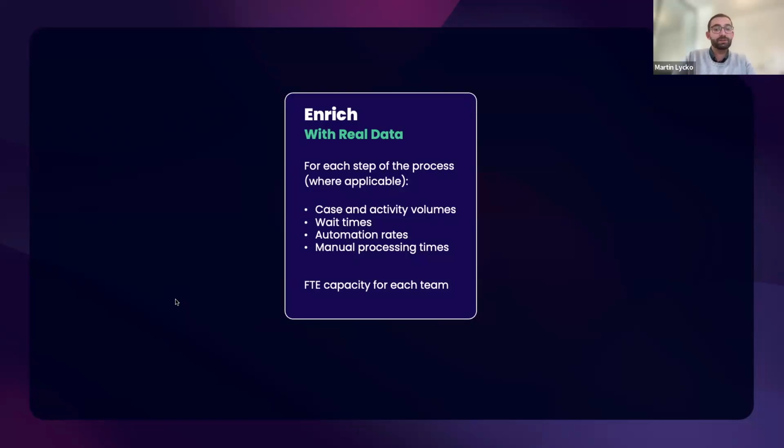And then we need to know if we've got multiple teams or a single team in a process that actually does this manual processing. We need to know what the capacity or the team size is of each of the teams in our process.